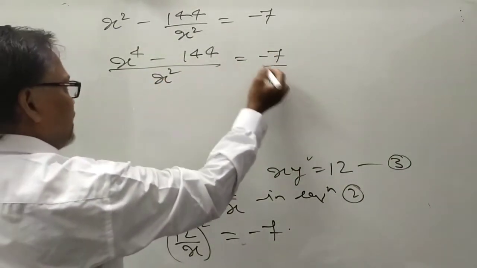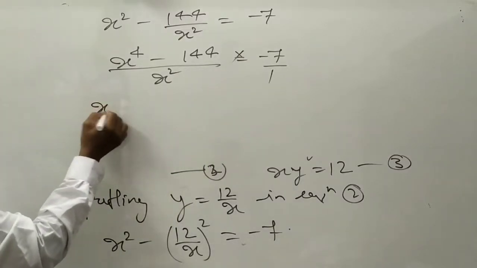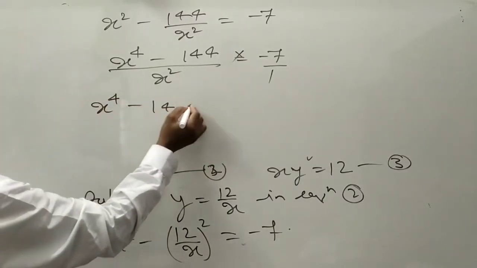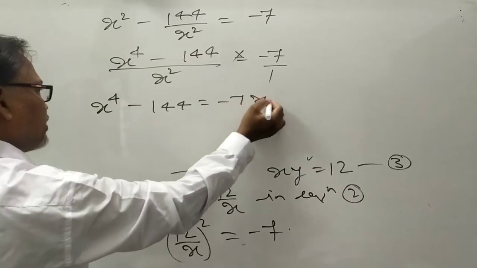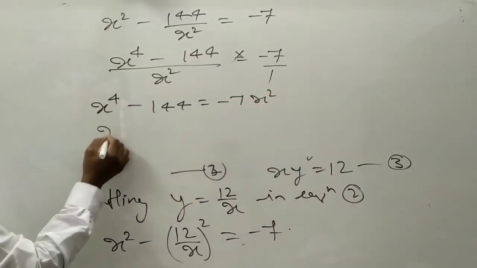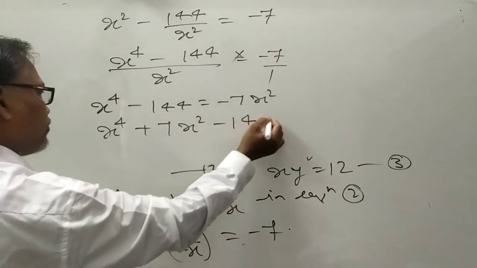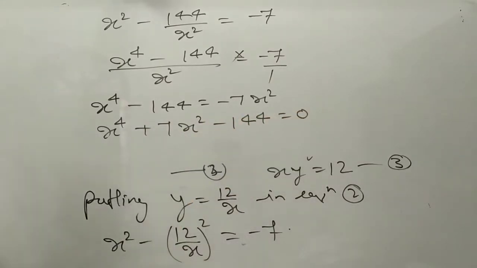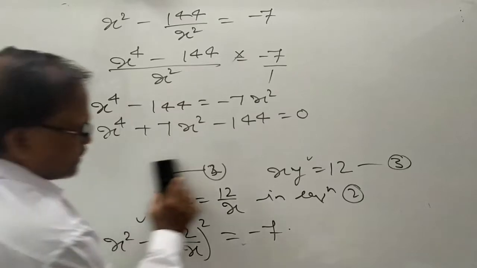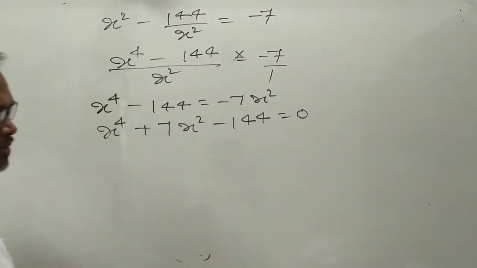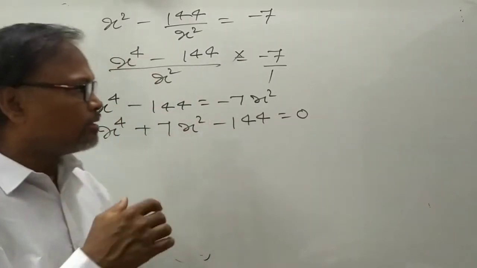Cross multiplication, as you know, this is x to the power 4 minus 144 is equal to minus 7x. This 7x square you take on this side: plus 7x square minus 144 is equal to 0. अब इसको factorize करना है. Can you factorize it? By simple way or by using Shridharacharya, anything.